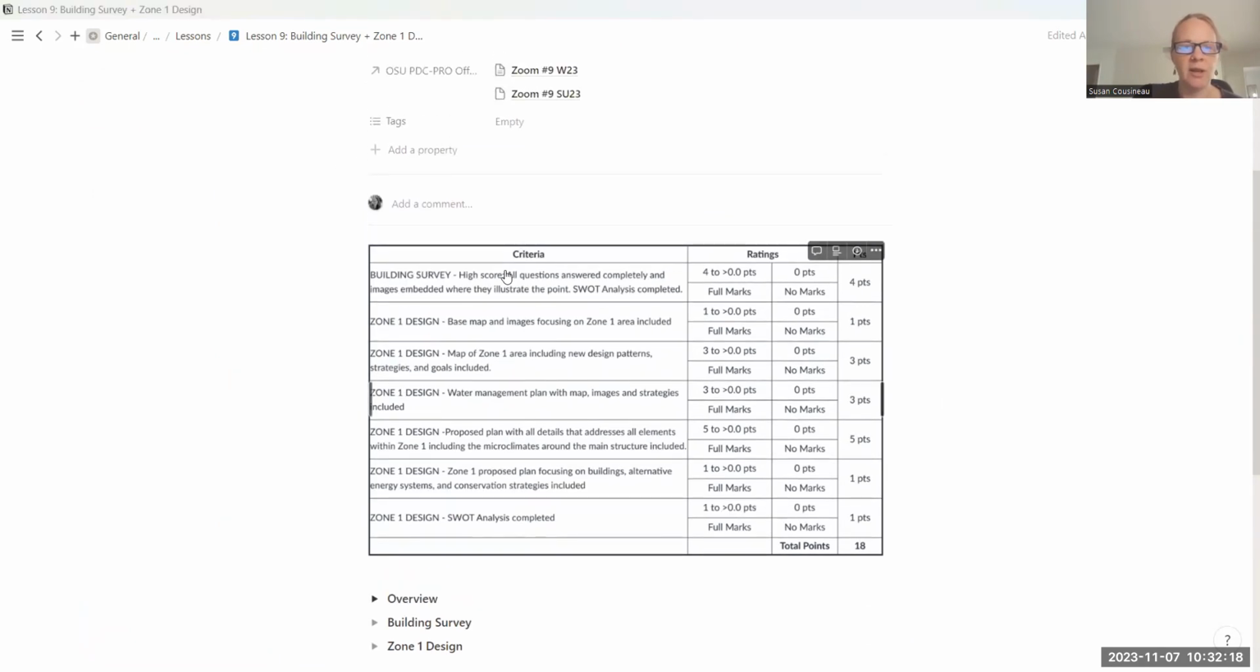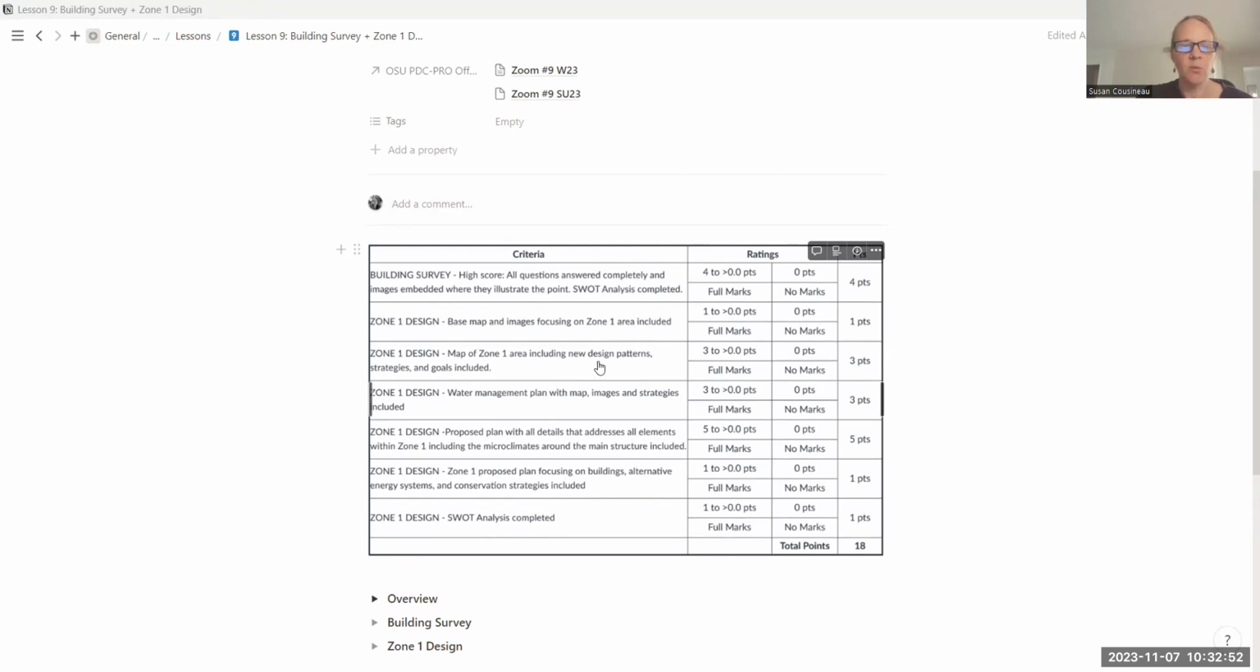Okay, so just take a look at the criteria in the rubric. You're going to do your building survey, which is your usual, 4 points for that survey. Don't forget to embed your personalized images, and a good SWOT analysis has 3 to 5 points per section. And then the conclusion is a couple of sentences long. I think pretty much everyone has that down pat now. Base map, that's just carrying it forward from earlier in the course.